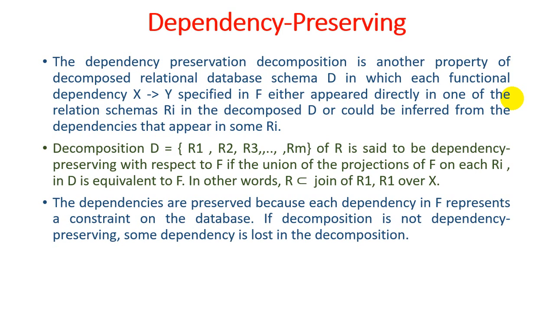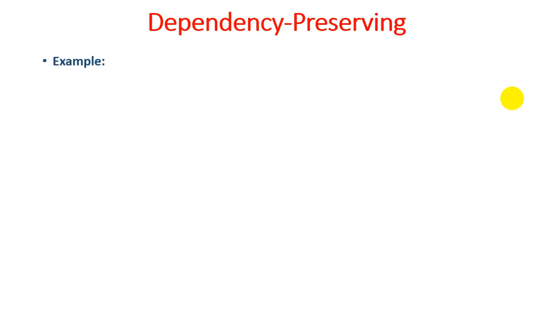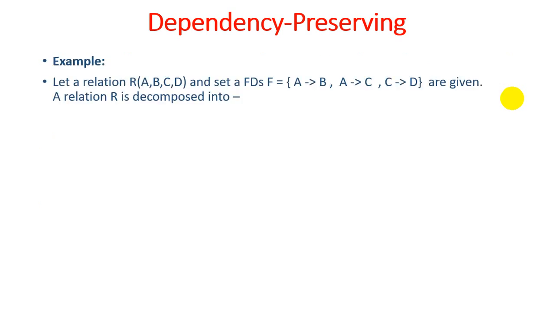Now we see an example of how dependency preserving works. Let's say a relation R which has four different attributes known as A, B, C and D, and the set of FDs F, known as A determinant B, A determinant C and CD determinant D, are given in relation R.